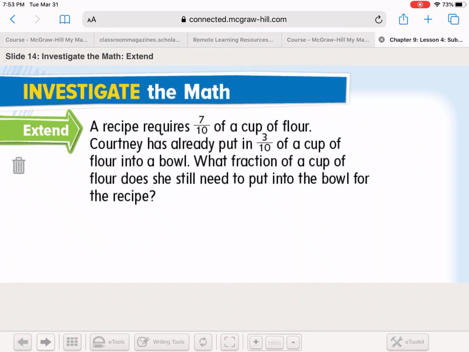A recipe requires 7/10 cup of flour. Courtney has already put 3/10 cup of flour in a bowl. What fraction does she still need to put in? So if you were using 10th cups, which there's no such thing as 10th cups when you're cooking. But anyway, how much would she still have? So we know that it would be 7/10.